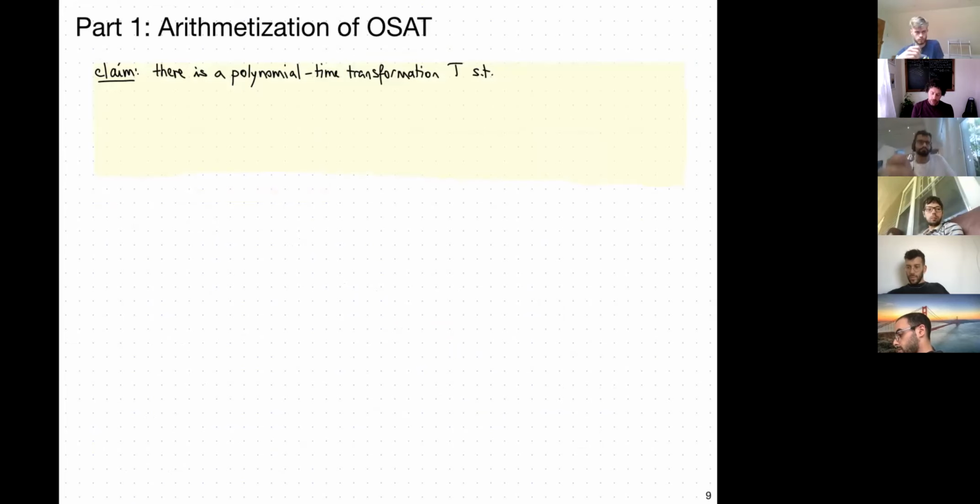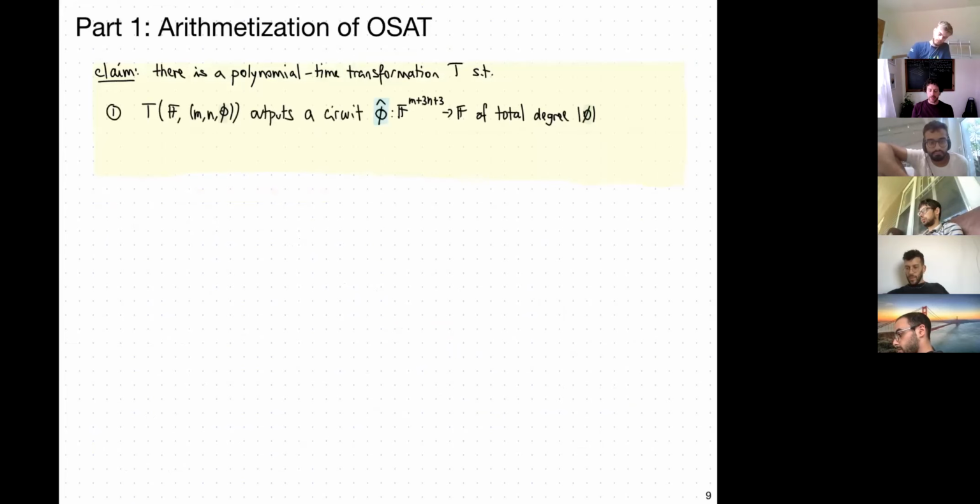So what we want to show is that there exists some polynomial time transformation, T, that would do two things. And this by now should look quite familiar. Given the parameters and the formula, it will output some circuit, and the hat here indicates that this is going to be a polynomial, but we don't need to worry about it now. Some polynomial of total degree, which is the size of psi.